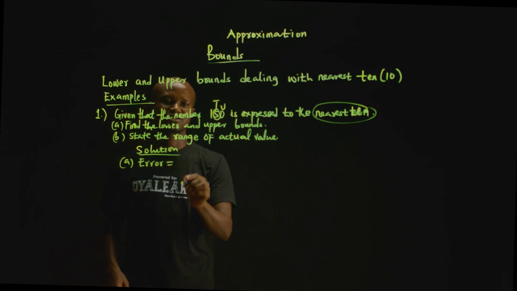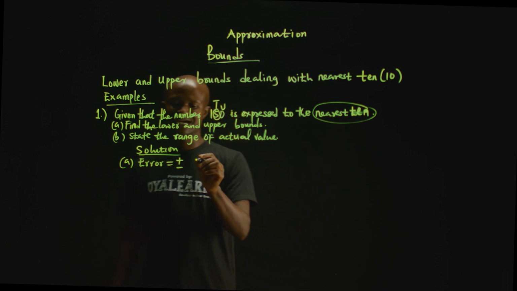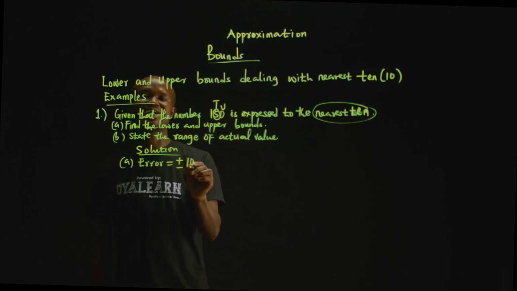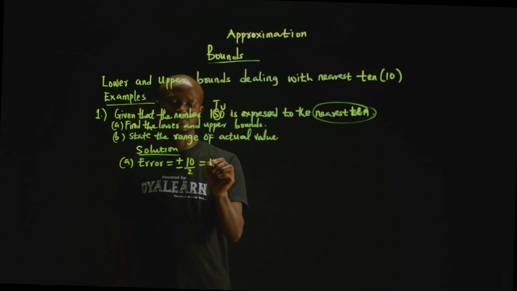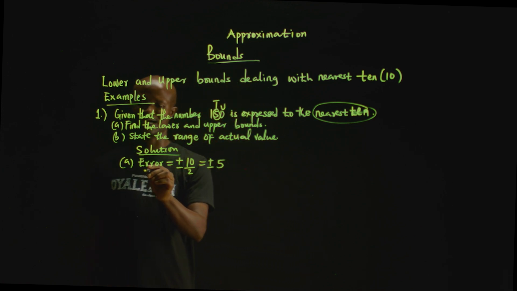So the first thing for us to do is to calculate the error. What will be the error? Since it's nearest 10, it's going to be plus or minus 10 divided by 2, and this will give us plus or minus 5. That's the error. Now we can get our lower bound.